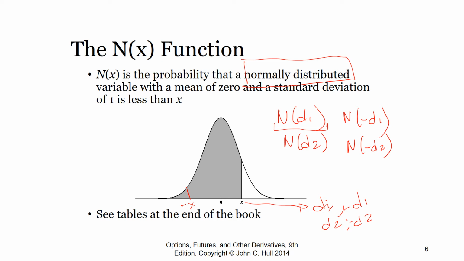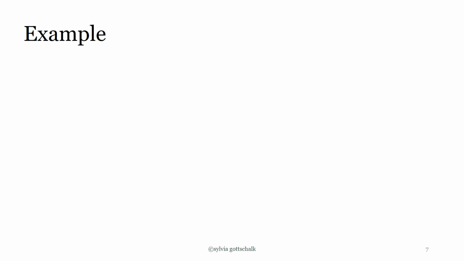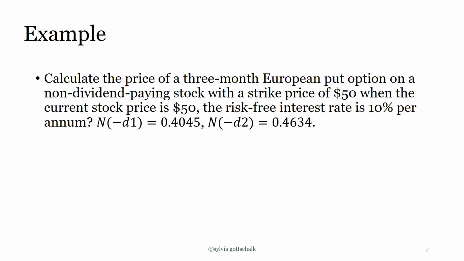But again you don't need to worry about that because the formula is so complicated. In fact, nobody ever calculates it, and they are usually given as tables at the end of statistics books. So you don't need to worry about it. You just need to know that it is a probability of something happening. Right, let's go to our example.